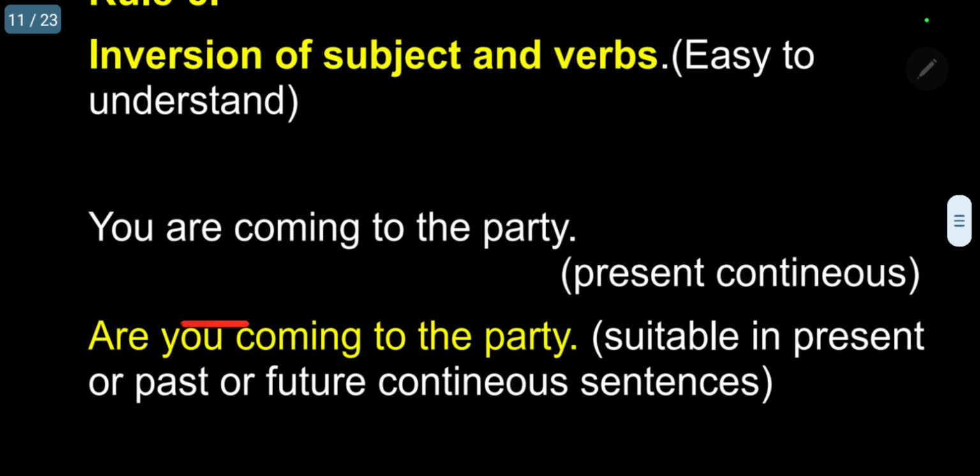Then I can write the sentence. Are you coming to the party? Automatically, you have to put a question mark. That's all. Are you coming to the party? So when you raise this, I am converting the statement into a question. Now what is the answer? Are you coming to the party? Yes, I am coming to the party. No, I am not coming to the party. Please follow. So this is suitable for present, future, past, and continuous sentences. Kindly follow.